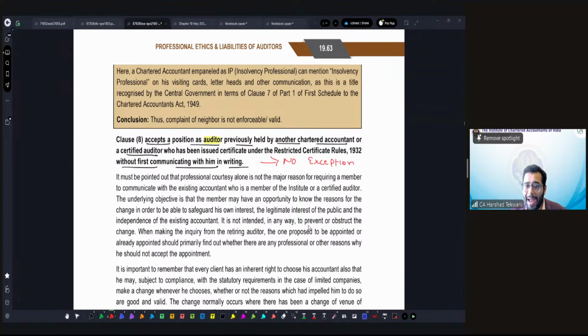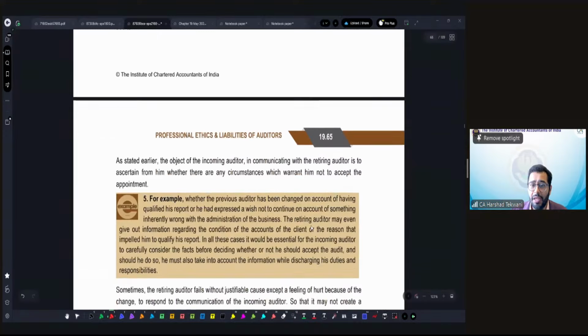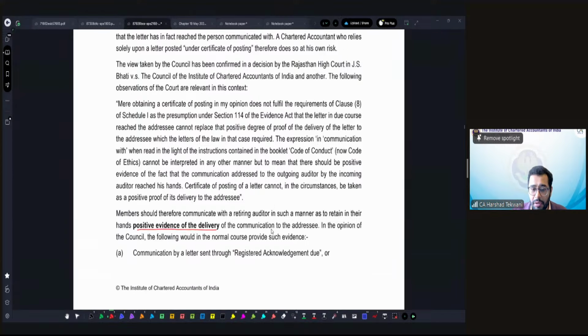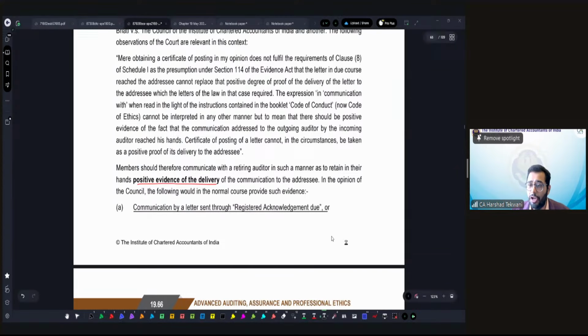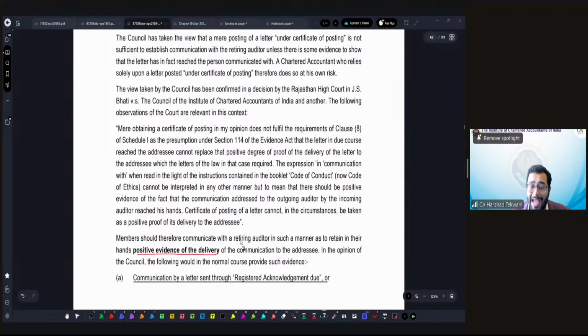Communication is required in a way where you have evidence of delivery. You should have positive evidence of delivery of that communication. Then only we will say that communication is there. It can be through letters sent by registered post acknowledgement due, or by hand against a written acknowledgement. You should have a written acknowledgement if you're delivering by hand. Or through email to the retiring auditor, but that should be registered with the institute or be the last known official email address. And you need to generate a UDIN for these on the UDIN portal, a unique identification generated for these communications. Then only you have positive evidence of delivery. Otherwise, it cannot be counted as complete communication.